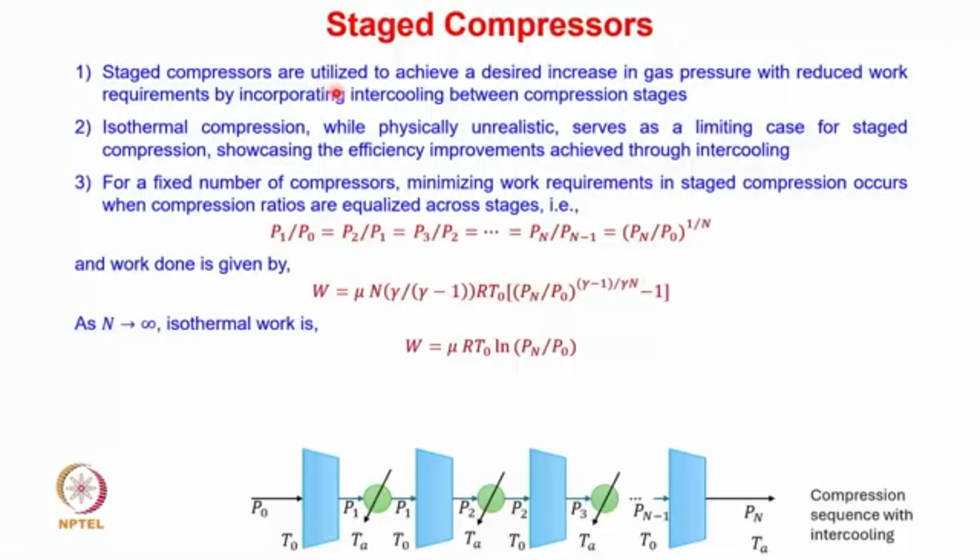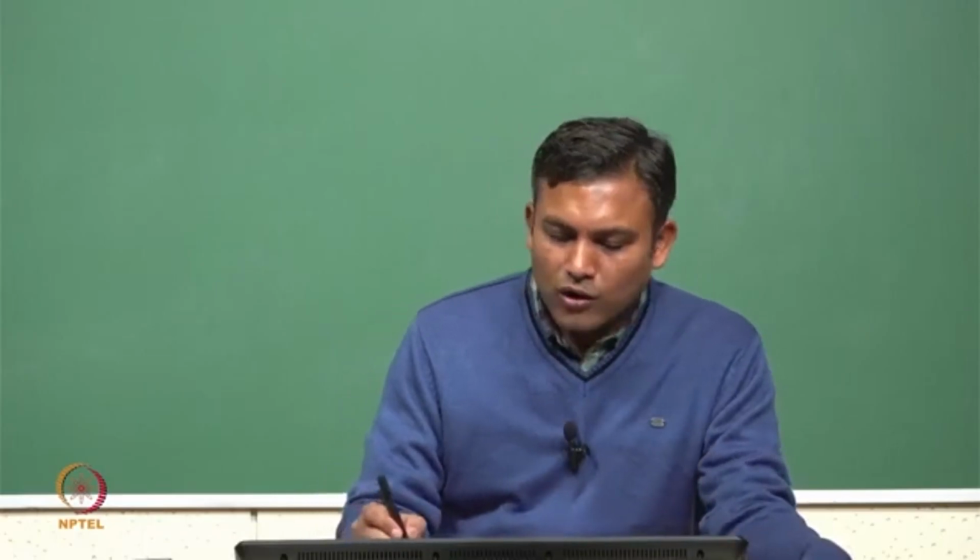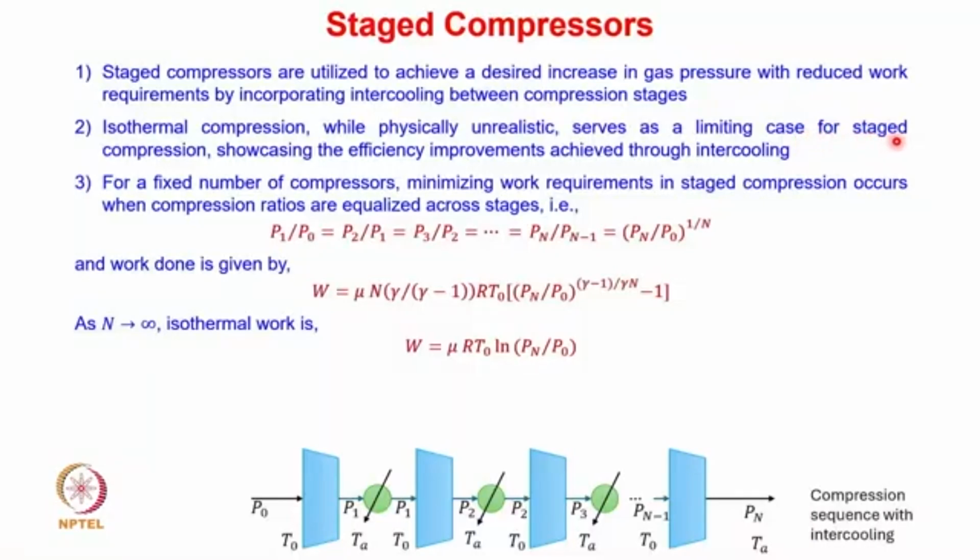Okay, so staged compressors are utilized to achieve a desired increase in gas pressure with reduced work requirement by incorporating intercooling between the compression stages. So we can intercool the units. Again, isothermal compression is physically unrealistic, because whenever you are compressing a particular gas, it is going to increase the temperature, isn't it? That is also one reason why staged compressions are required. The staged compressions showcase the efficiency improvement achieved through intercooling. So if we have intercooling, then we can have a higher efficiency.